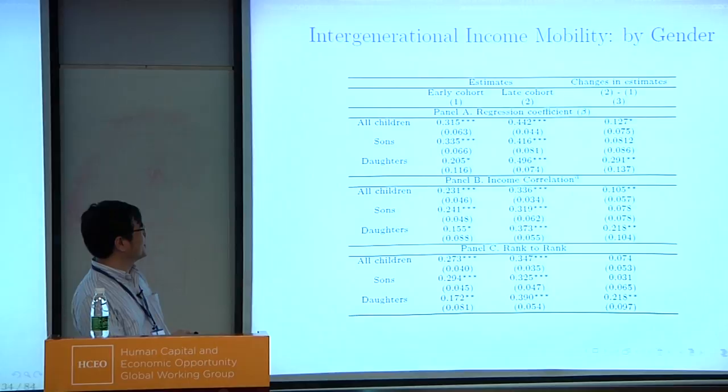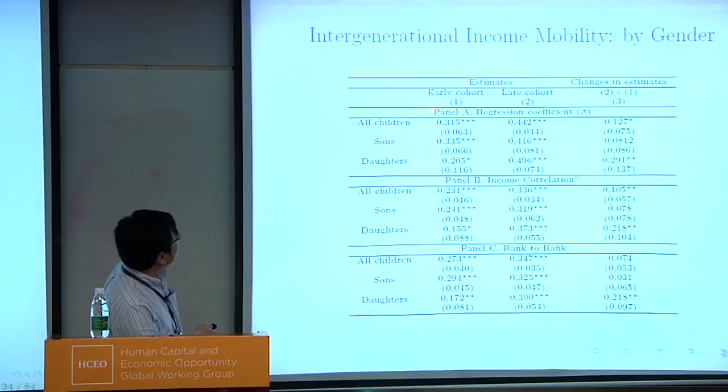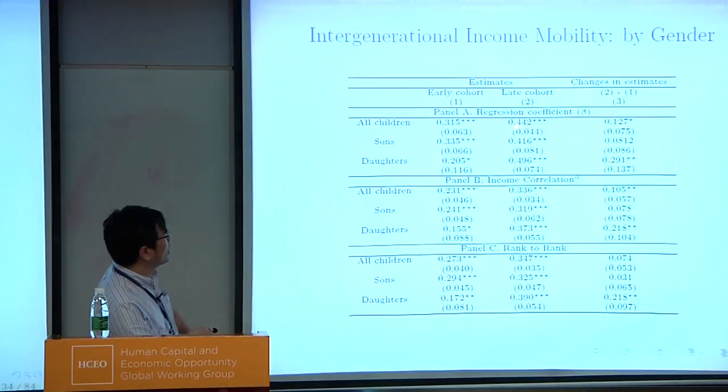So all children, looking at the earlier cohort, and then this is the late cohort, by gender, okay? So this is the estimate, okay, 0.3. So later cohort is 0.4, so it goes up. Okay, goes up means intergenerational mobility going down. Son, 0.3. Later cohort 0.4, again, coefficient goes up, means intergenerational mobility going down. Daughter, 0.2, 0.4, so this increased a lot, as I announced earlier. So the change is all positive, which means the coefficients have all gone up, implying intergenerational mobility has all gone down, okay, from early cohort to later cohort.